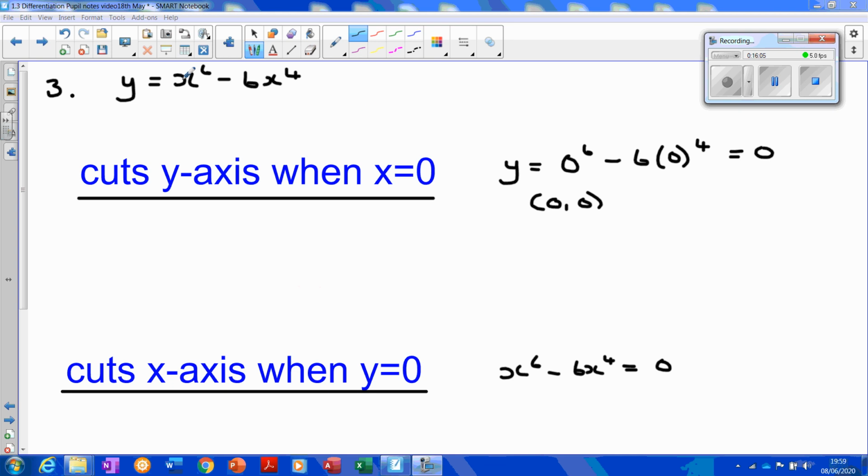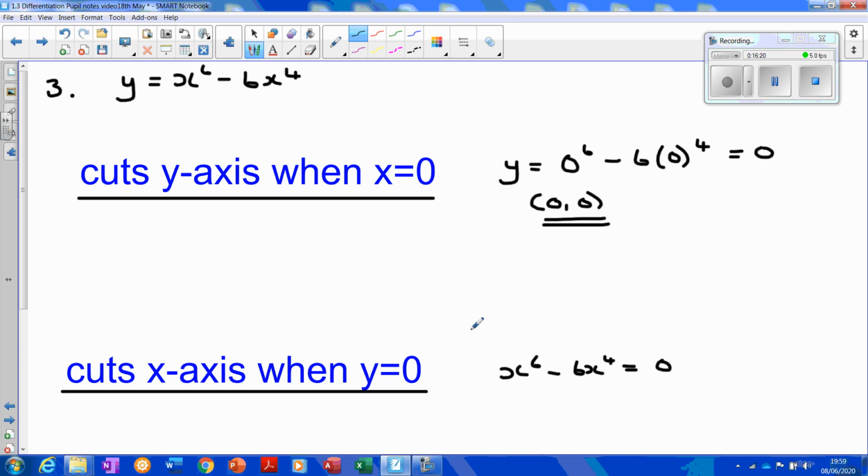Okay, number 3, so we want to sketch y is equal to x to the power of 6 minus 6x to the power of 4. So again, it cuts the y-axis when x equals 0, so y is equal to 0 to the power of 6 minus 6 times 0 to the power of 4. All of that is 0, so it's cutting at the origin.